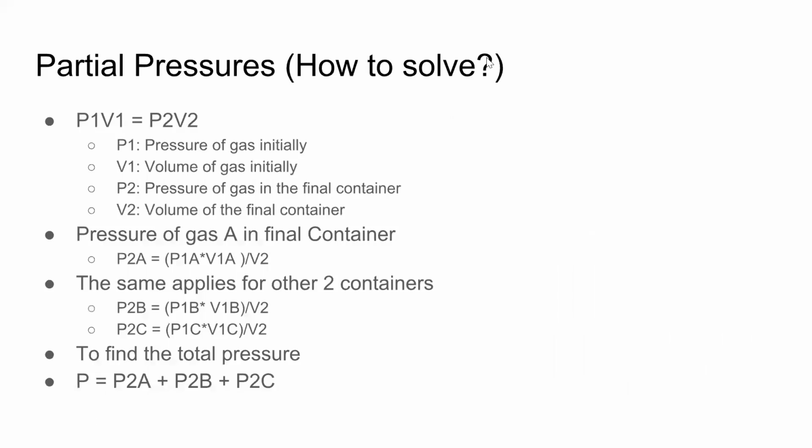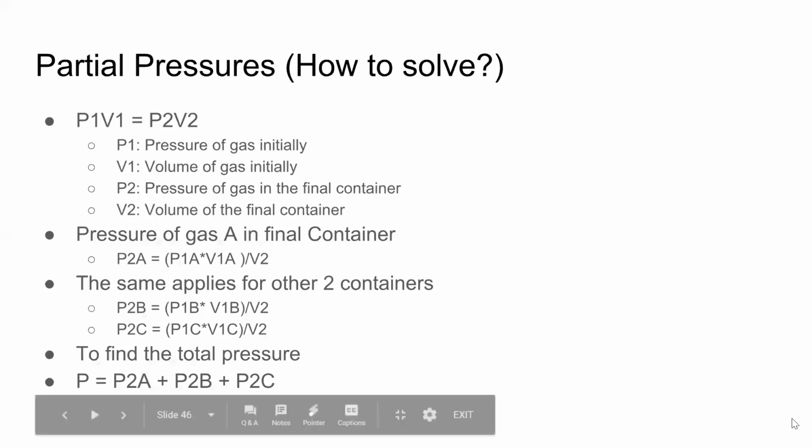According to Boyle's law, we know that P1V1 is equal to P2V2. P1 is the pressure of the gas initially, V1 is the volume of the gas initially. P2 is the pressure of the gas in the final container, and V2 is the volume of the container itself. So to find the pressure of A in the final container, P2A is equal to P1A times V1A divided by V2. P1A being the pressure initially of gas A, V1A is the initial volume, and V2 is the total volume of the container. The same applies for P2B and P2C. And then to find the total pressure, it's just the sum of all of them.